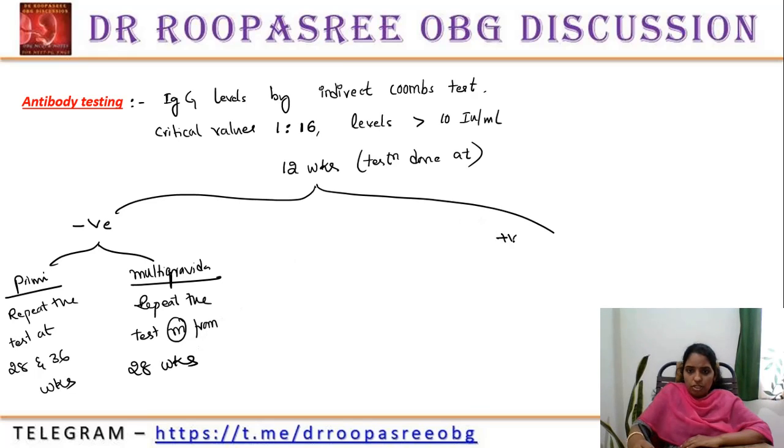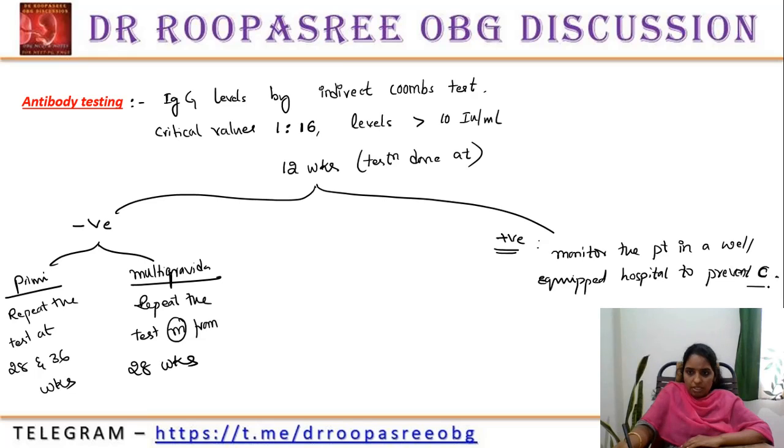If the test is positive, monitor the patient in a well-equipped hospital to prevent complications. So antibody testing is important for this purpose. You do it at 12 weeks. The critical values are 1 in 16 and greater than 10, the primigravida and multigravida conditions when you will measure, and what you'll do if it is positive. These are the important points in this slide.